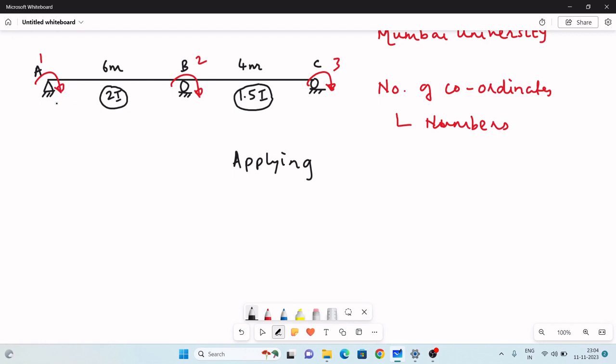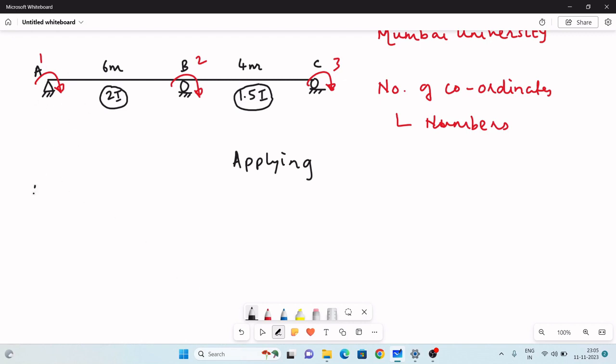When you are applying rotation at a particular joint, you have to assume that the other joints are fixed. For example, if you are applying unit rotation at joint A, then you have to assume that joint B and joint C are fixed. And when you are applying rotation at joint B, you have to assume that joint A and joint C are fixed. Okay, so first we will apply unit rotation at coordinate 1.